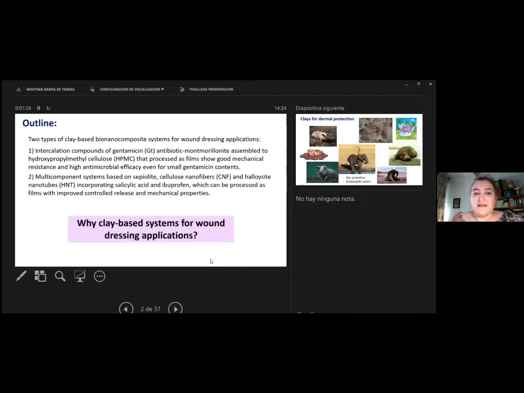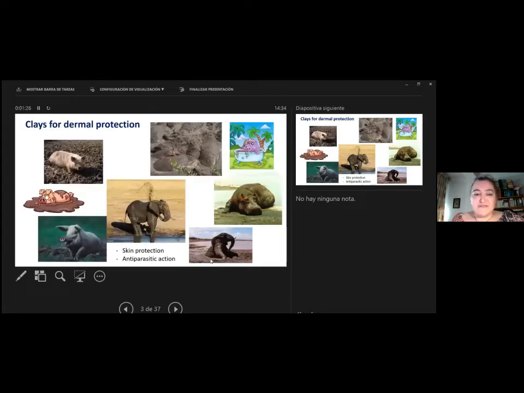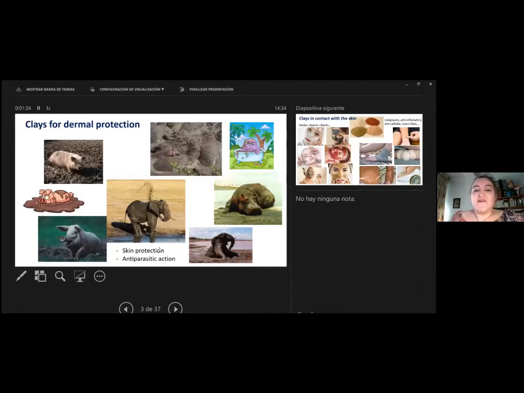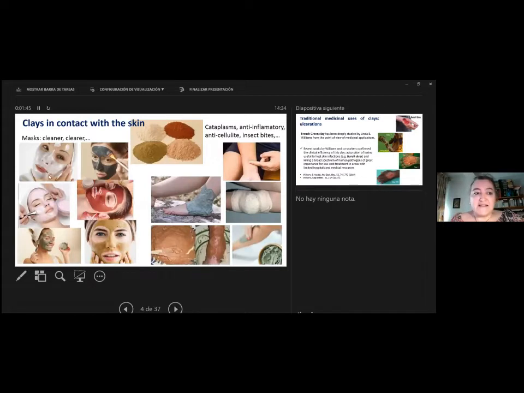Well, we know that there are many animals, especially like elephants, pigs, or hippopotamus, that use mud for protection of their skin, and also because sometimes they have another type of role, like antiparasitic. Human beings have also used clays for a long time for applications for treatment of the skin, typical masks based on different types of clays with different colors, like Linda said before.